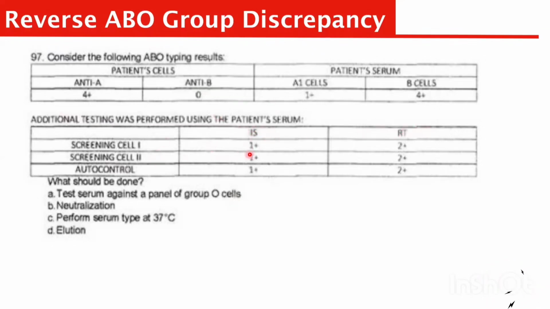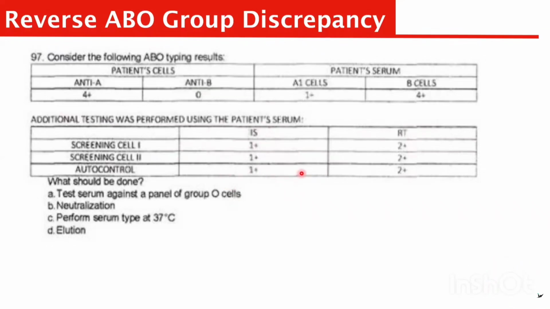So we now notice that there's a weak reaction at 37, okay? Stay with me. But then at room temperature, even though it's weak, it becomes a little bit stronger compared to that of the 37 degree. But what is also important here is that the presence of this very reaction in cell 1 and cell 2 suggests that there is an antibody somehow, okay?